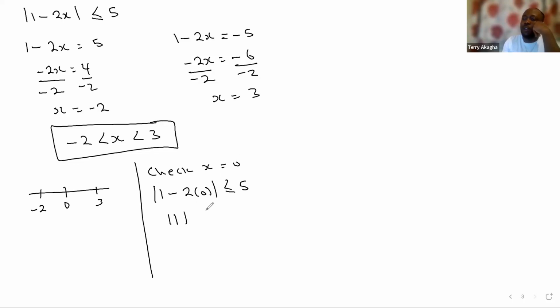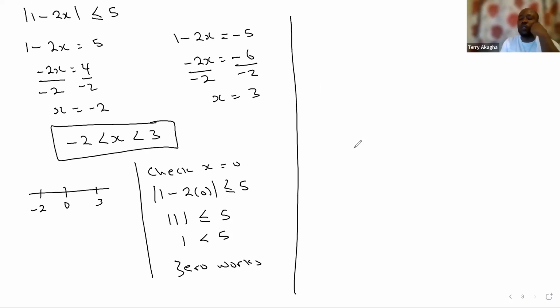This absolute value is less than or equal to 5. So therefore 1 is less than 5. So because 1 is less than 5, that means we can now say 0 works in this inequality. All right. So because 0 works as well, we can draw this as well.